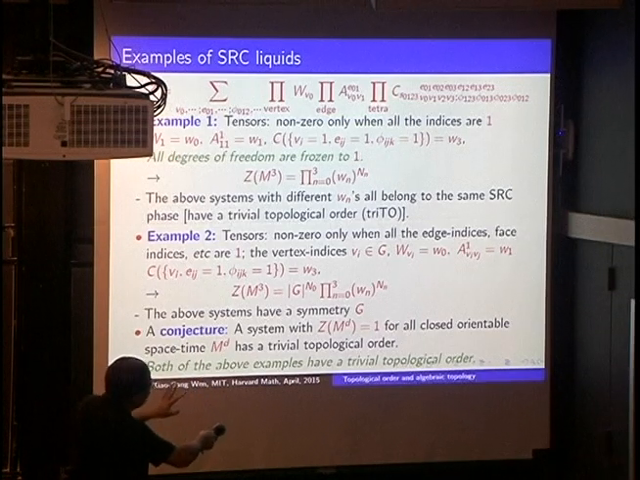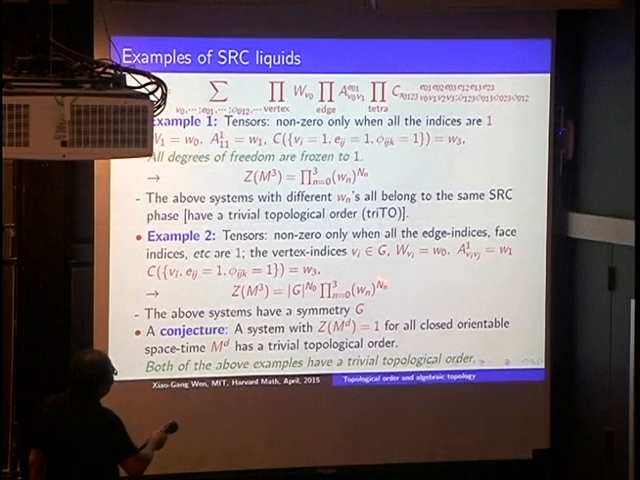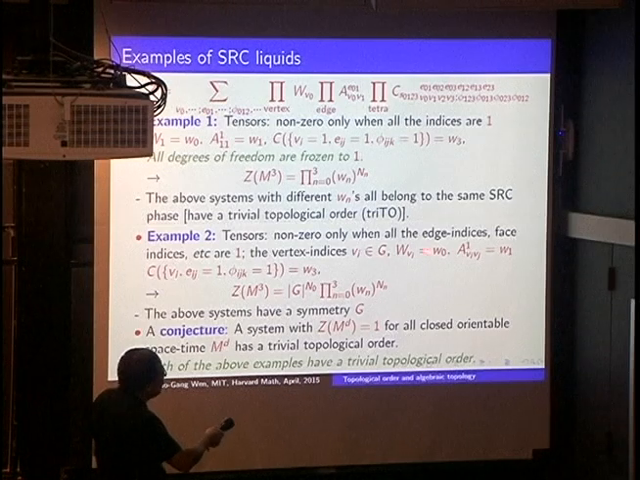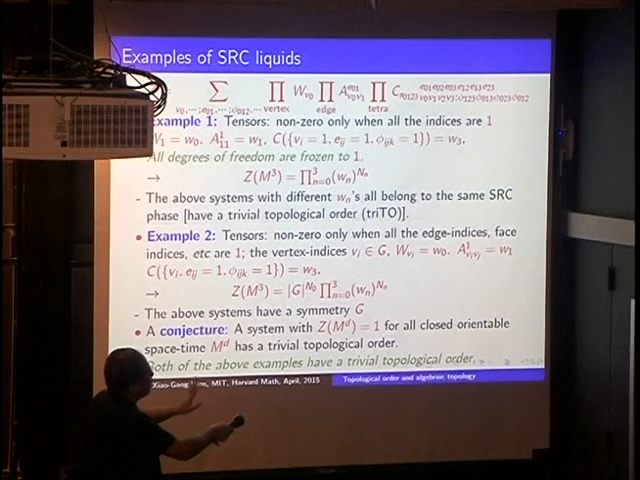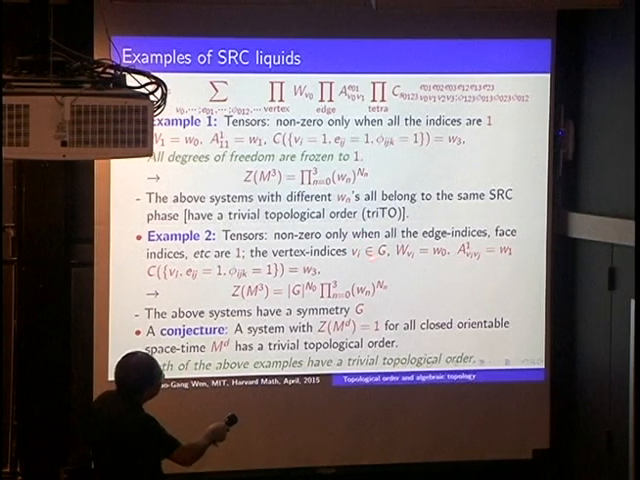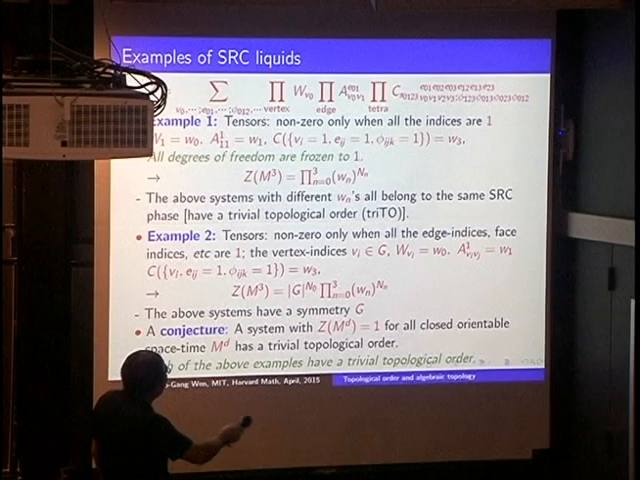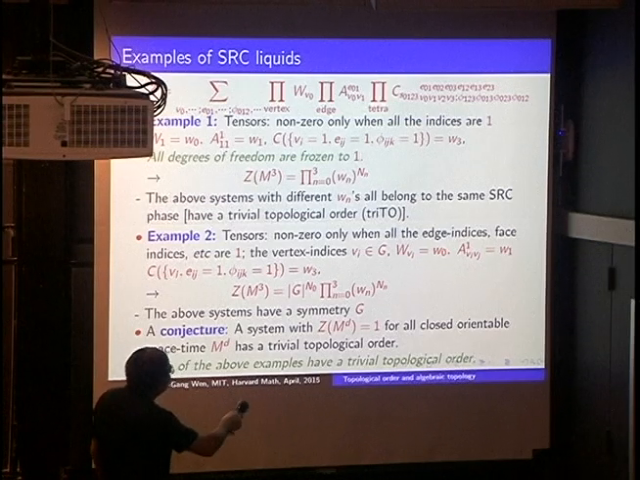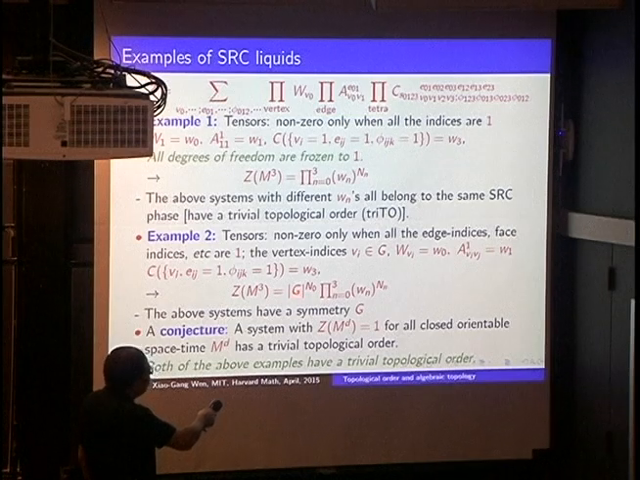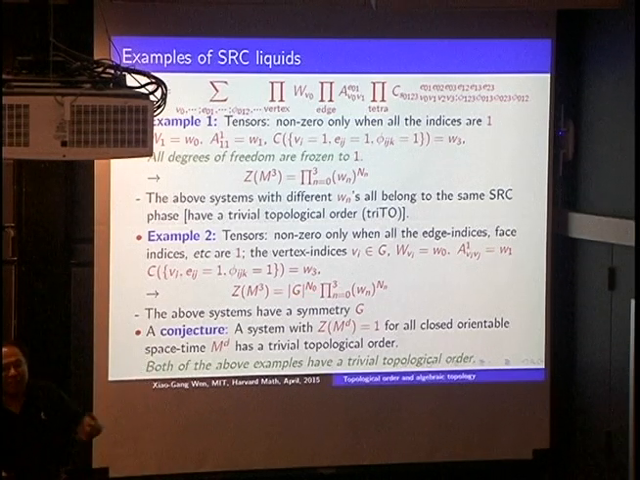The second example I describe here is that the vertex element is given by the group. Otherwise, on the edge and the face, the indices all equal 1, so they do not change. So the index only lives on the vertex. And then the weights can all equal 1. Then the partition function is just the order of the group raised to the number of vertices.